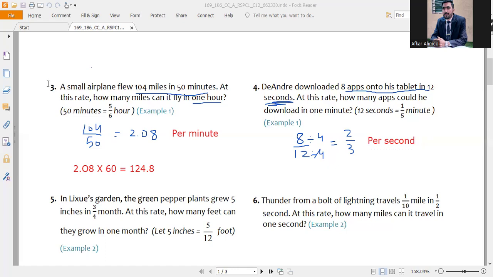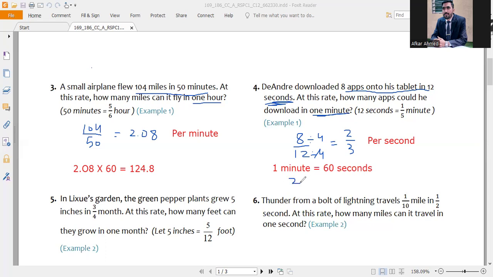Now the next part of the question is, at this rate, how many apps could he download in 1 minute? Before that he gave us the seconds, and we know that in 1 minute there are 60 seconds. So we have to read the question. If he is asking the second part, then we have to do it.